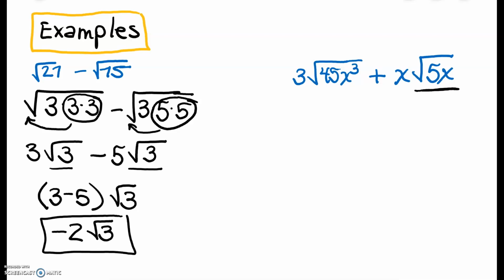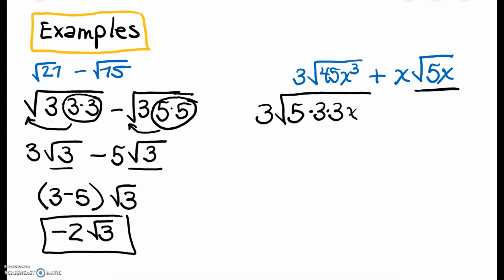So in this next example, I notice that this last radical is reduced. 5 is prime, and I can't take the square root of x because I have no groups of 2 when I only have 1 x. So we're going to take a look at this first radical, and we're going to have to reduce that. So I know that 45 is 5 times 9. 5 is prime, so I'll write it. 9 can be broken up into 3 times 3.